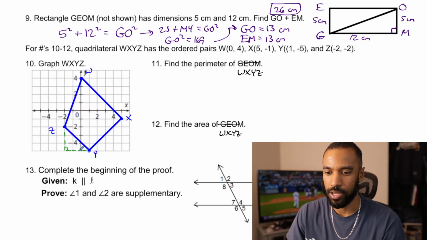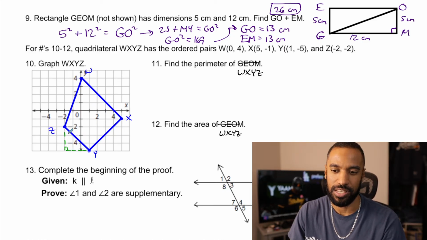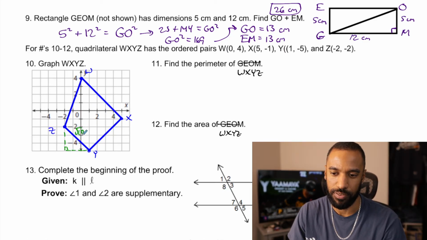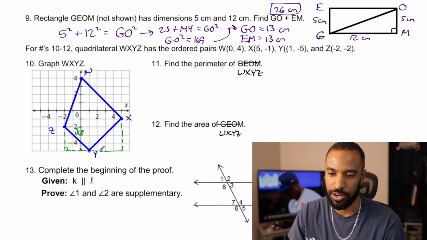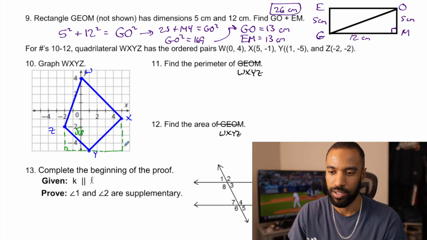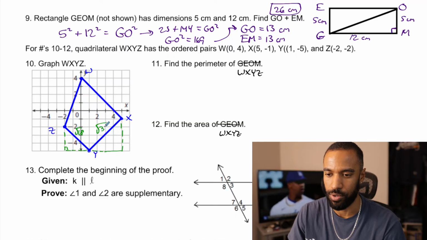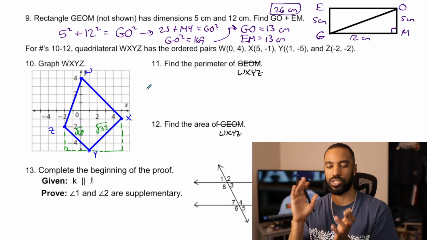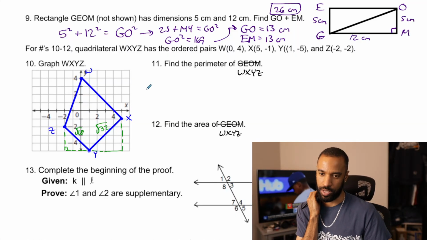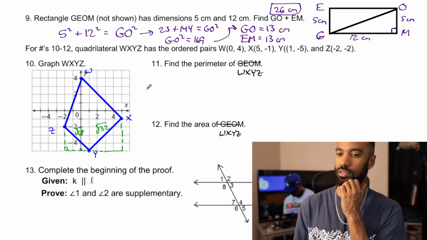3 squared plus 3 squared. 9 plus 9 is 18. So this is the square root of 18 here. This length here is 4 squared plus 4 squared. 16 plus 16 is 32. So this is the square root of 32. There are ways to simplify these radicals, which I'm not doing. We're going to do the decimal version. We'll just round to the nearest tenth.